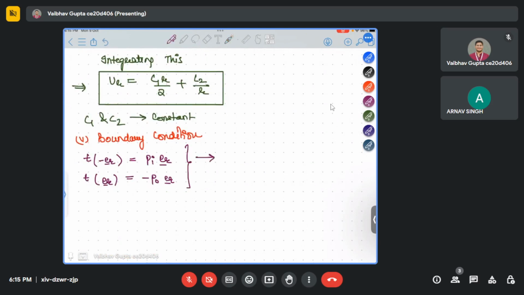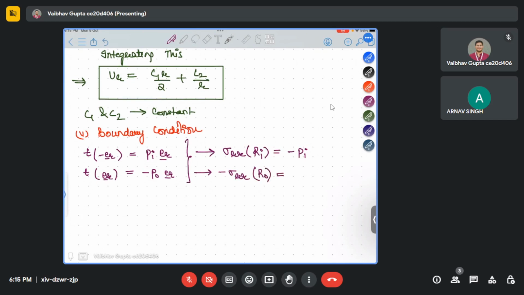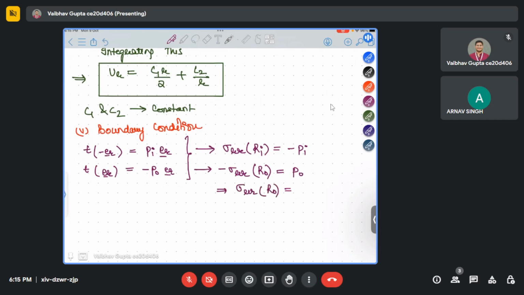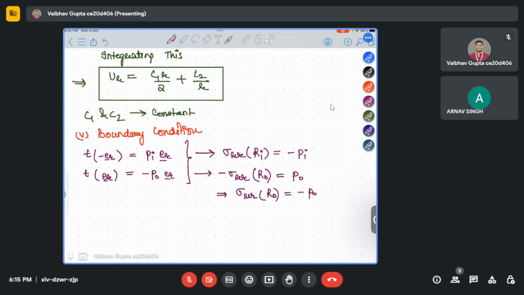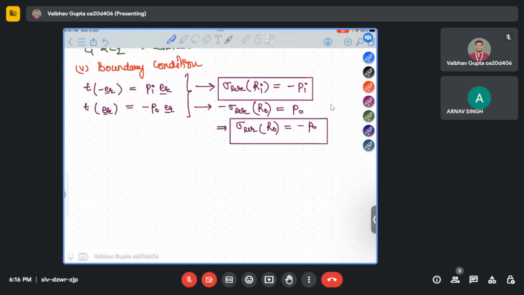What does this mean? That sigma rr at the inside radius is equal to minus Pi. This means minus sigma rr at R naught is P naught, so we'll change it and write like this: sigma rr at R naught is equal to minus P naught. So these two are the boundary conditions you have to put. Once you put these boundary conditions, you will get the constant values.